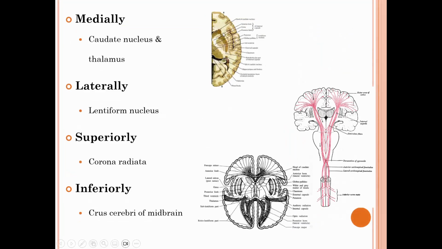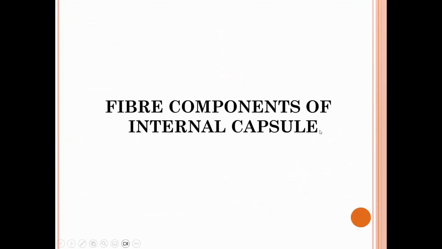What are the relations? So if we see here, this is the internal capsule. Medially there is the caudate nucleus and the thalamus. Laterally there is the lentiform nucleus consisting of globus pallidus and putamen, and superiorly, as we know, there is the corona radiata, and inferiorly there is the crus cerebri of the midbrain. Okay, so what are the fibers which are present in the internal capsule?